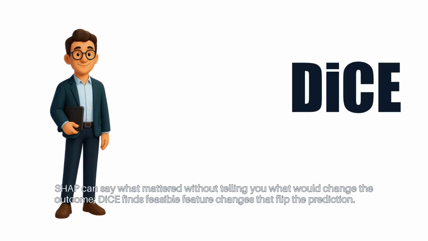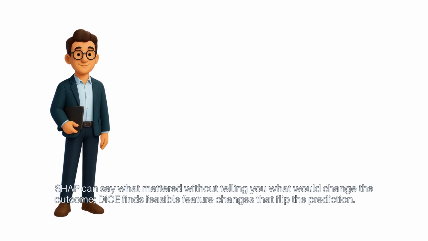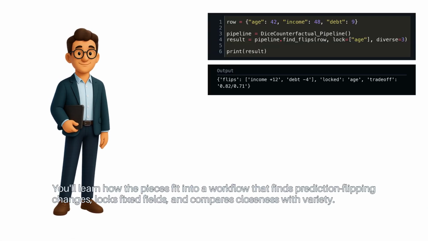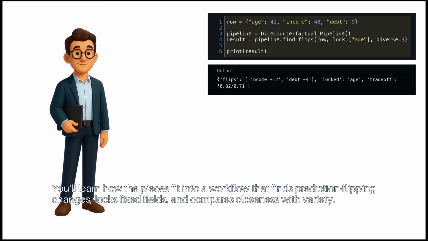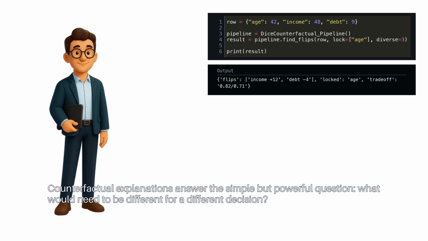SHAP can say what mattered without telling you what would change the outcome. DiCE finds feasible feature changes that flip the prediction. You'll learn how the pieces fit into a workflow that finds prediction-flipping changes, locks fixed fields, and compares closeness with variety. I'm Professor Pi, teaching AI foundations with simple Python.